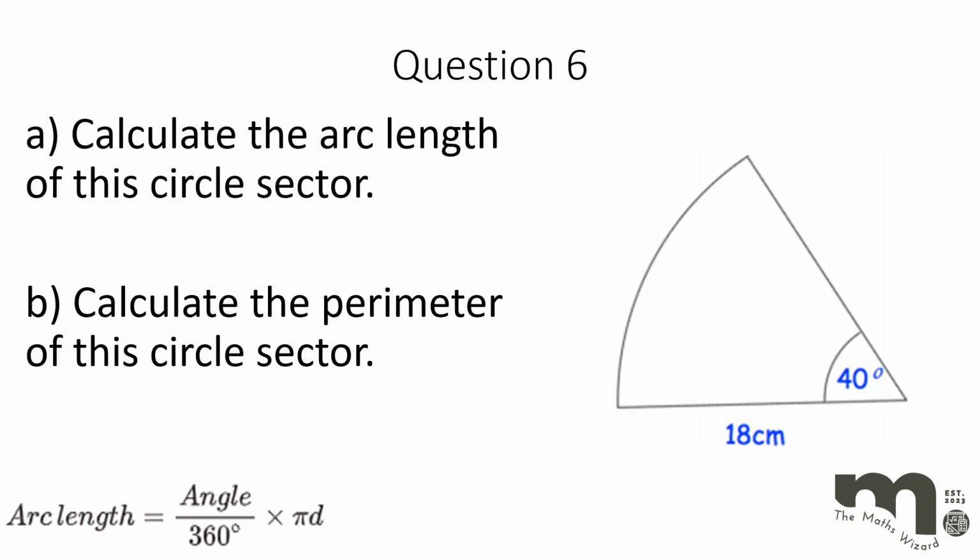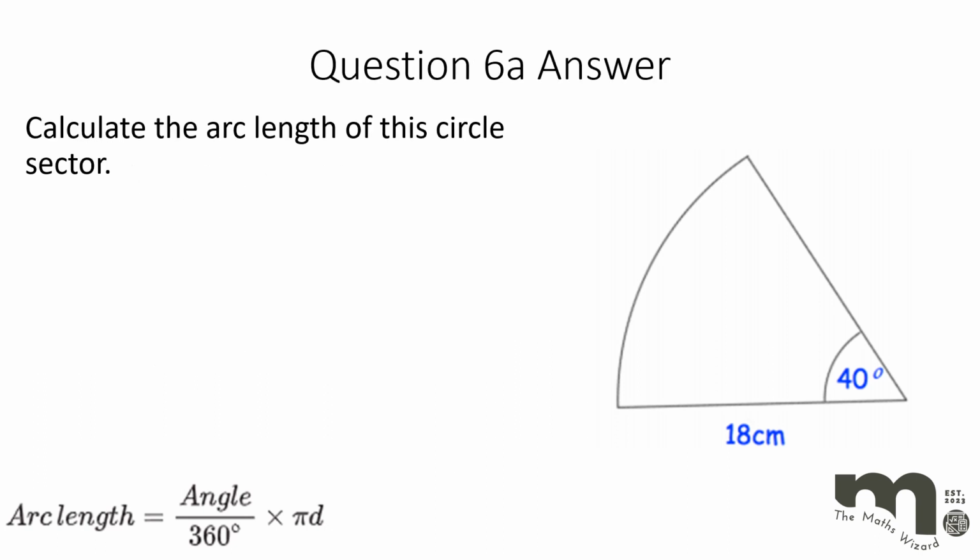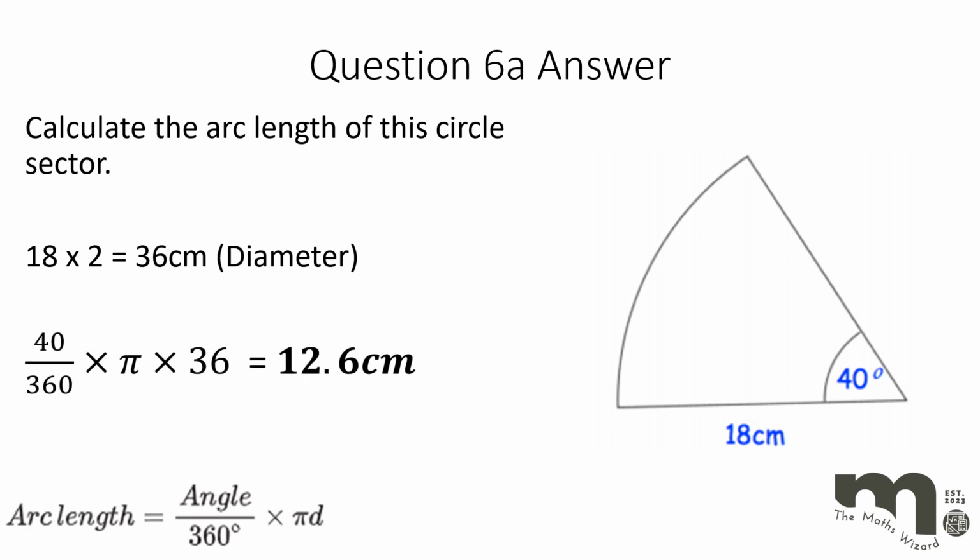Okay, final example then. I'd like you to do the arc length for this one and the perimeter as well. So here is your arc length. If we double that radius of 18, we get 36 centimeters for the diameter. And then we've got 40 over 360 times pi times 36, and that will give us 12.6 centimeters.